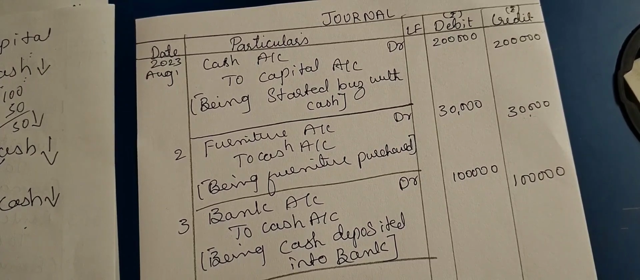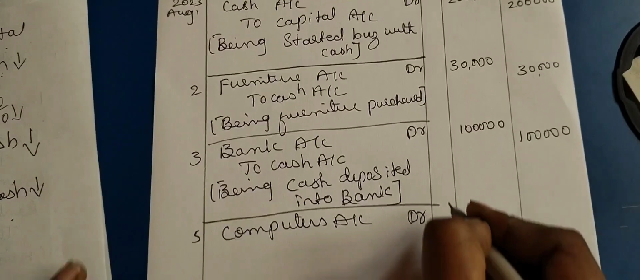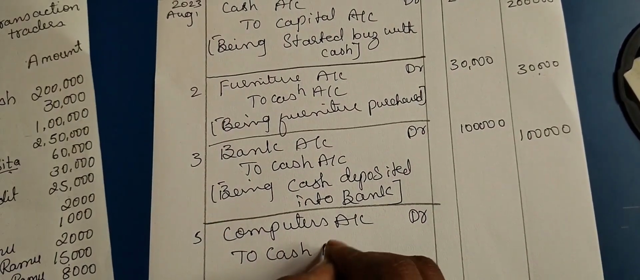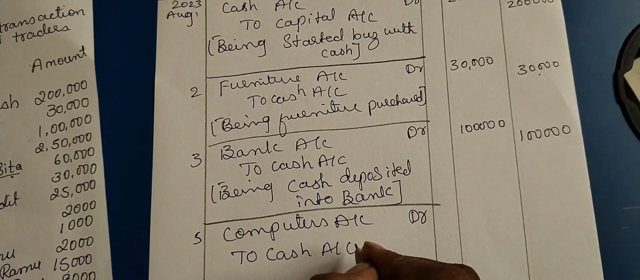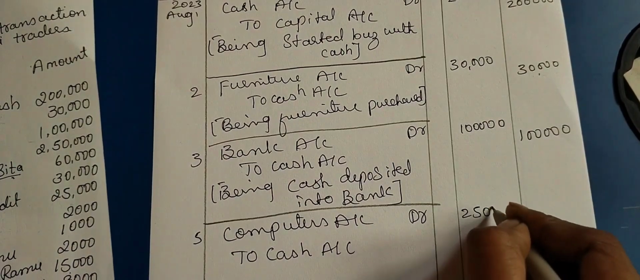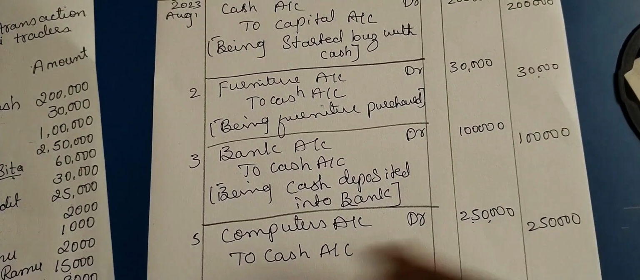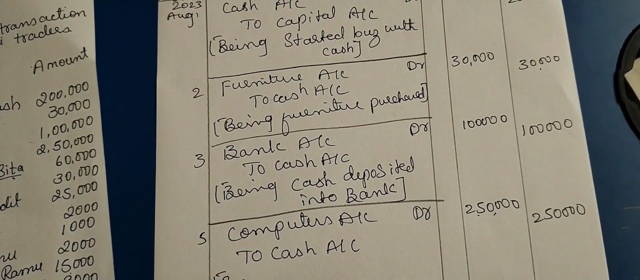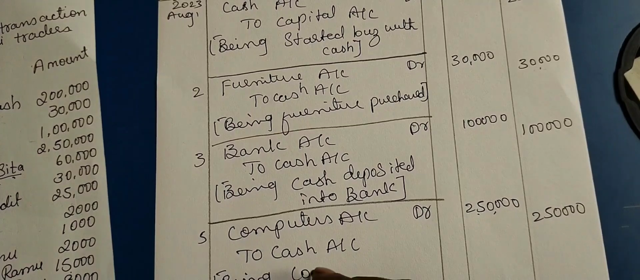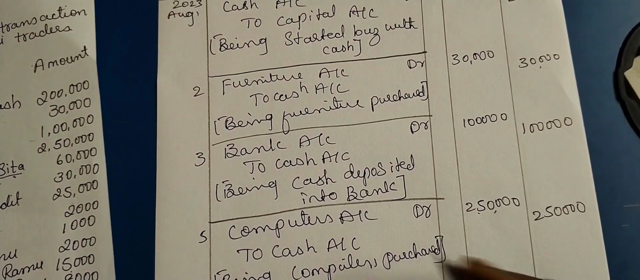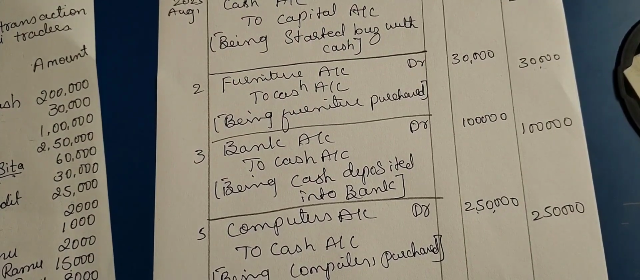Now the entry is on 5th. Computers account debtor to cash account. Cash account amount is 2,50,000, being computers purchased. Okay. The next transaction is on 6th.